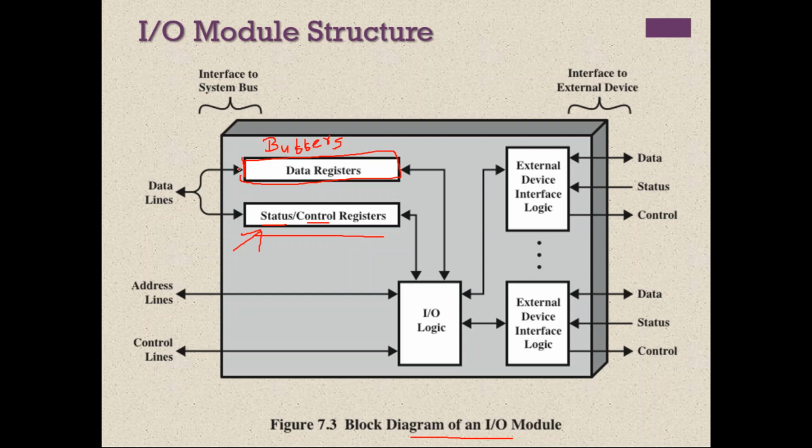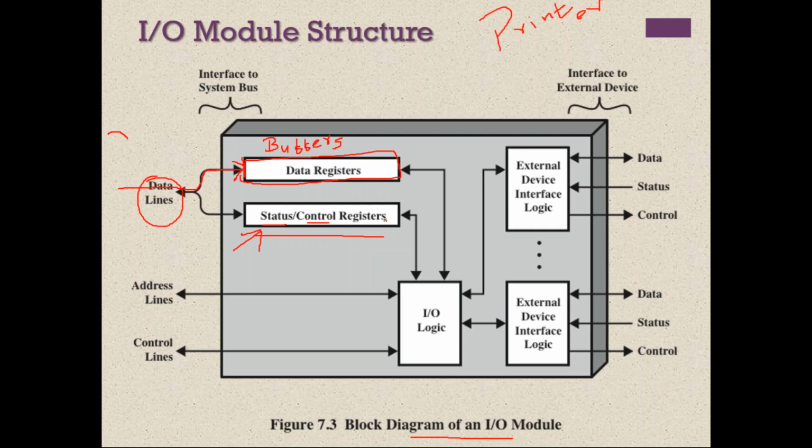These data registers and status registers are directly connected with the data lines of the system bus. So, for example, say the processor wants to print something on the printer. Where will the processor send that data? It will keep it on the data bus. And from the data bus, that data will go into the data registers. So now the data to be printed has come to the data registers.